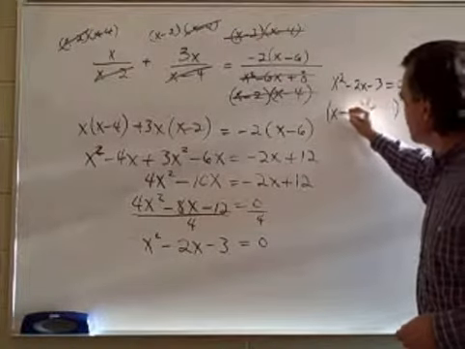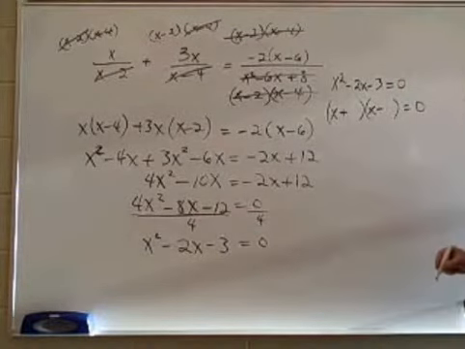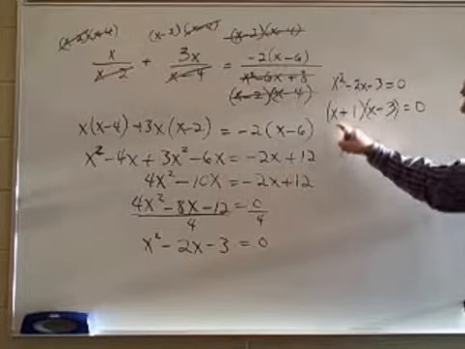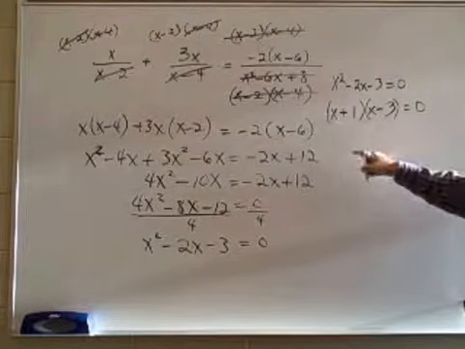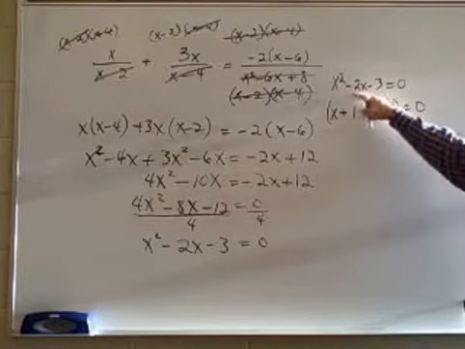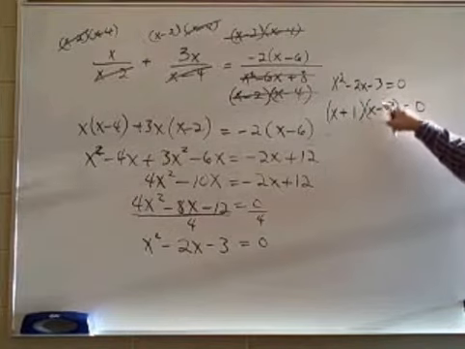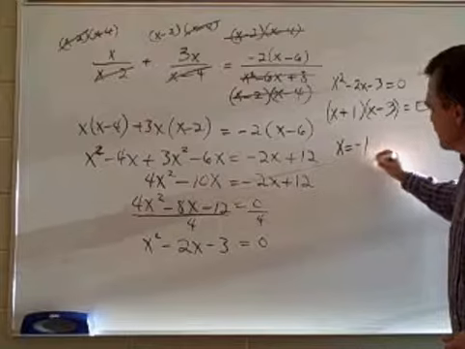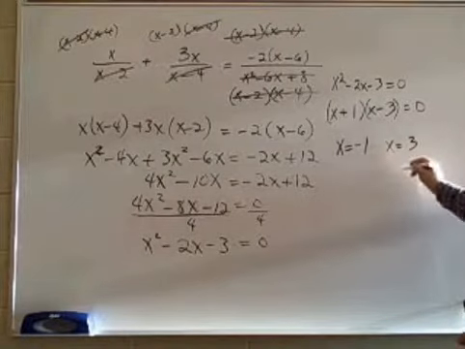To get a minus 3, I've got to have a plus and a minus. And how about if we put the 3 there and the 1 there? X times x is x squared. Minus 3x plus 1 more x is minus 2x. Plus 1 times minus 3 is minus 3. And our two solutions here are x equals negative 1, x equals 3.